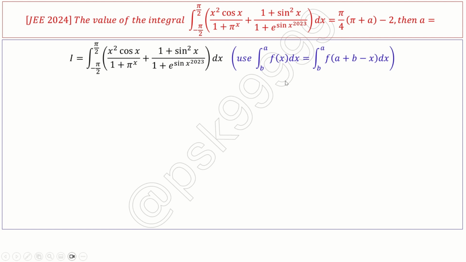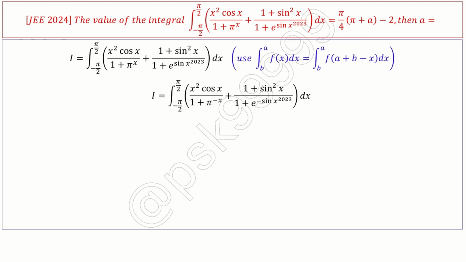Now if I substitute x equal to (pi by 2 plus minus pi by 2) minus x, which is x equal to minus x, what happens is the integral will become I, the same I, from minus pi by 2 to pi by 2 of x square cos x, no change here, divided by 1 plus pi to the power of minus x, plus 1 plus sin square x, no change here, divided by 1 plus e to the power of minus sin x to the power of 2023, because this is odd, this will become minus, so the minus will come in front, dx. Now if I add these two, basically this denominator will go off, correct?